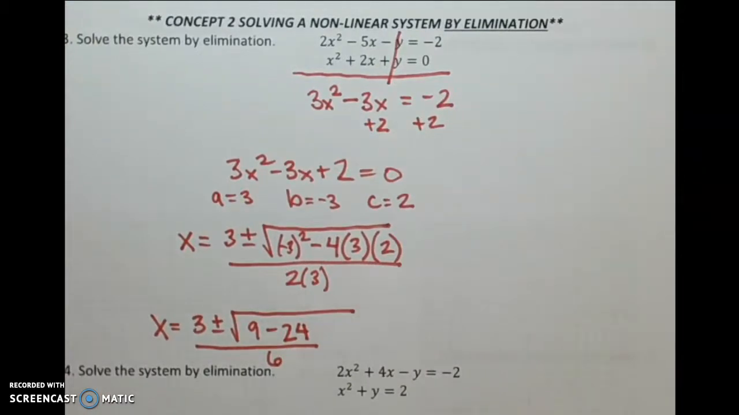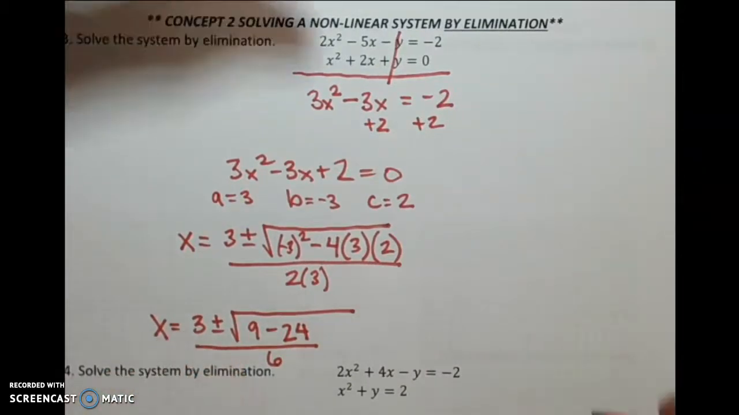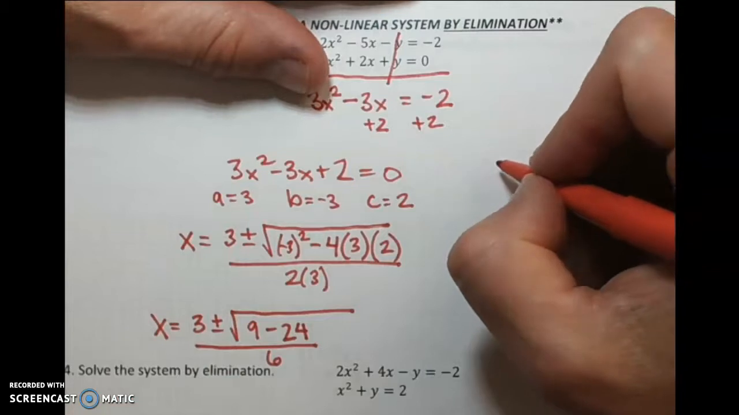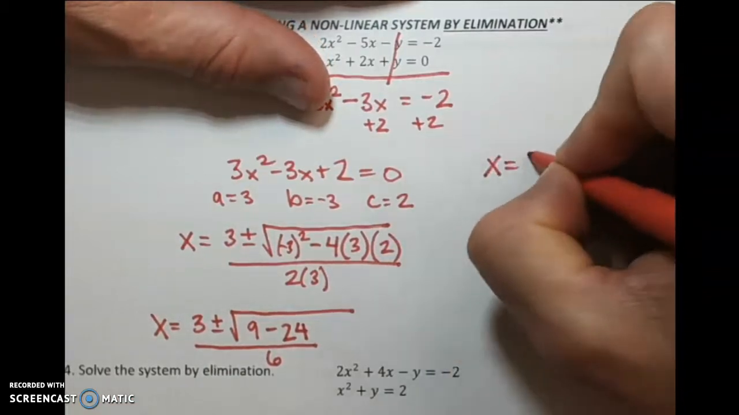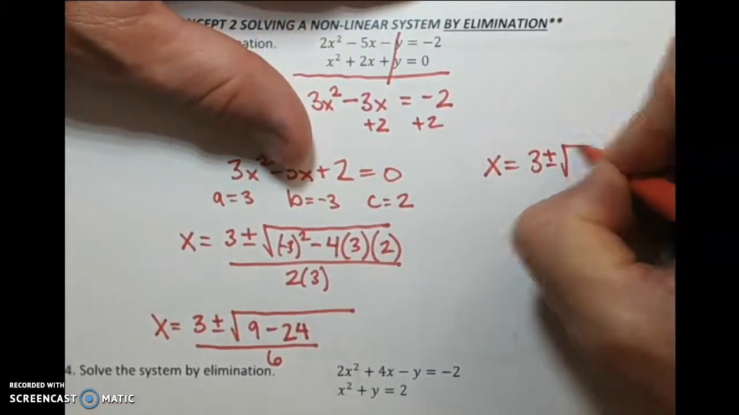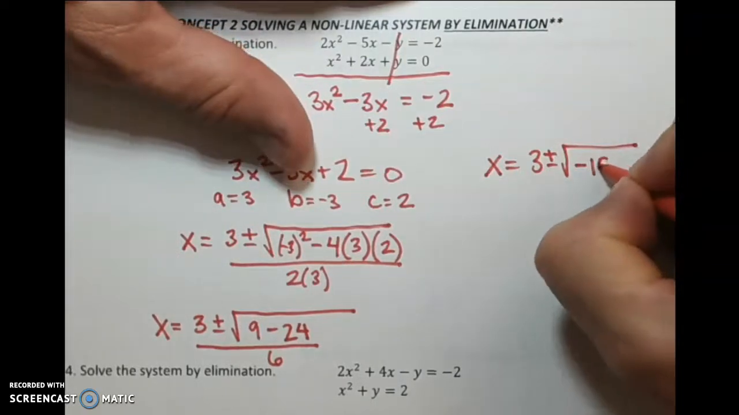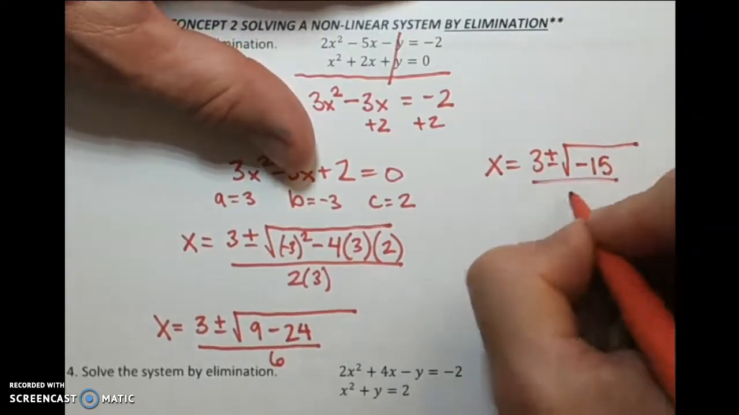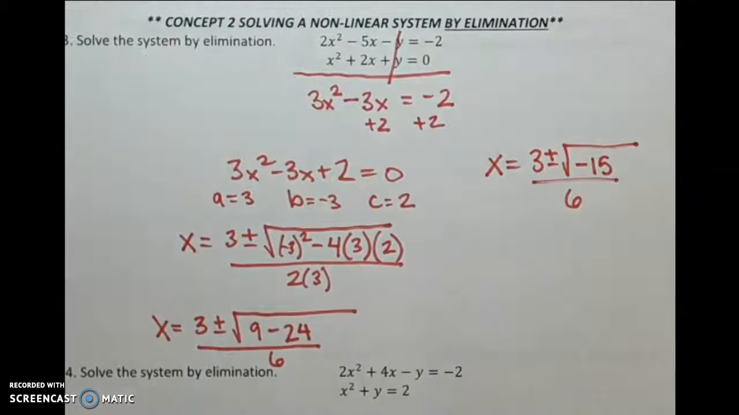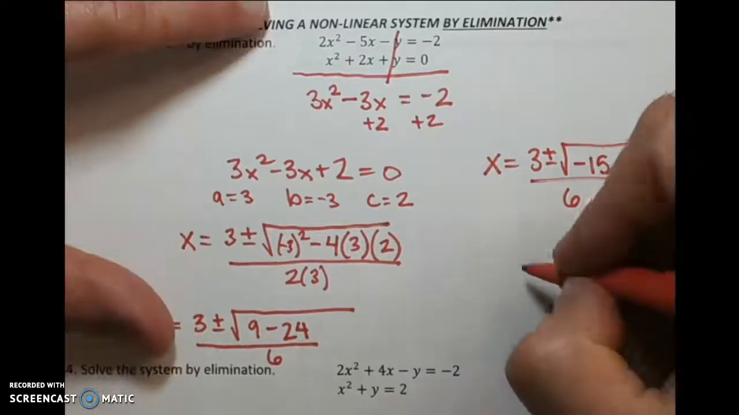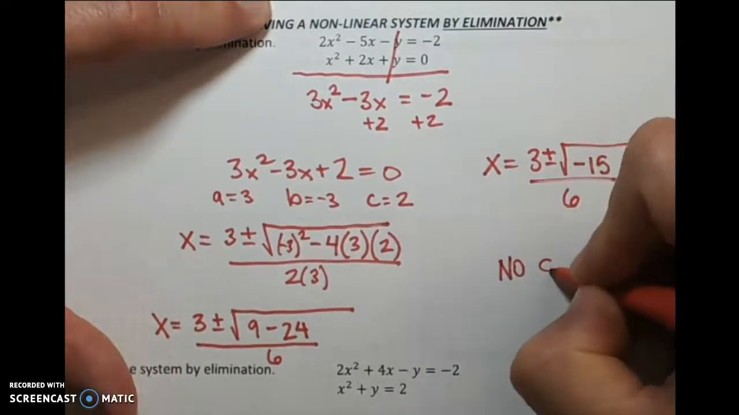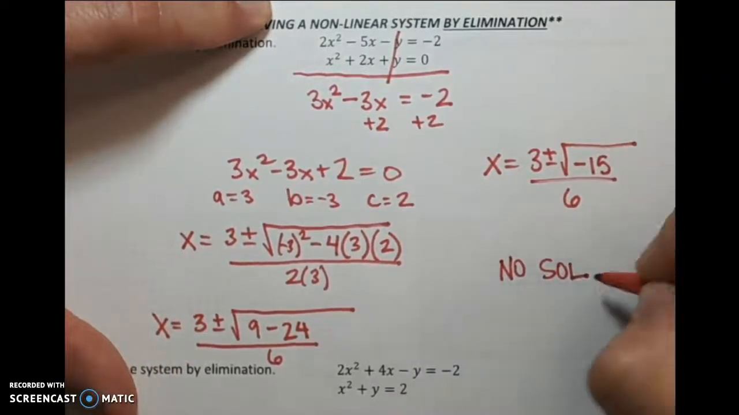Alright, so I'm going to combine here what's under my radical. I'm going to go up here and do that. And I have x equals 3 plus or minus the square root of negative 15 all over 6. And look here, I have a negative under that radical. So in this case, I am actually not going to make an imaginary number. It is no solution because of that negative.